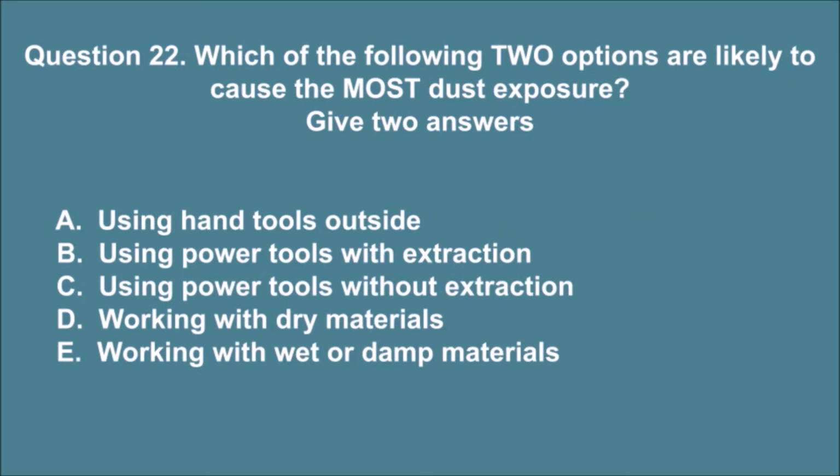Question 22. Which of the following two options are likely to cause the most dust exposure? Give two answers. A. Using hand tools outside. B. Using power tools with extraction. C. Using power tools without extraction. D. Working with dry materials. E. Working with wet or damp materials. The correct answer is C and D.